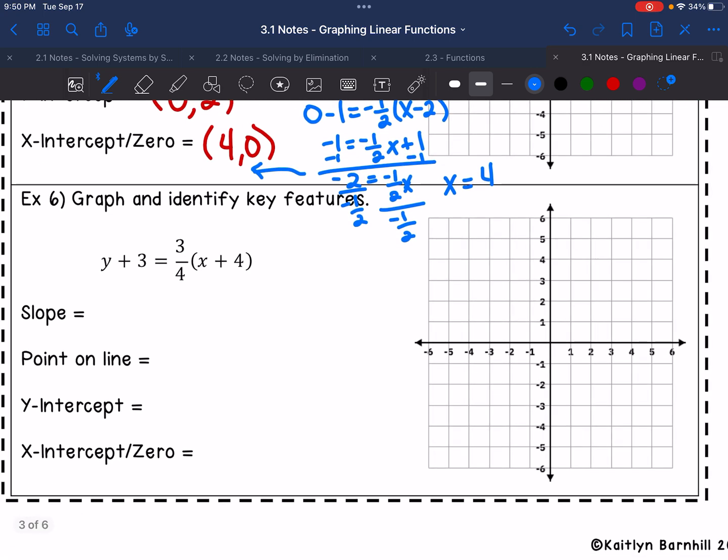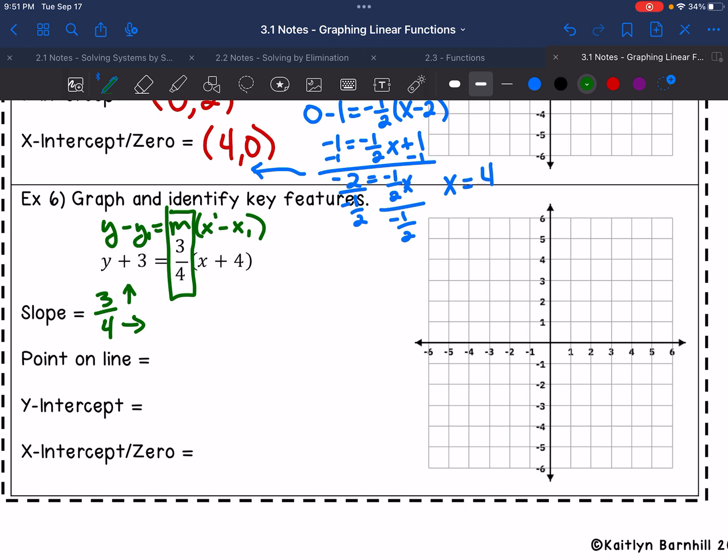Okay, so let's look at another. We've got y minus y1 equals m times x minus x1. The first thing it asks for is the slope. Remember, that's out in front of those parentheses. So our slope is positive 3/4, meaning we're going to go up 3, right 4.